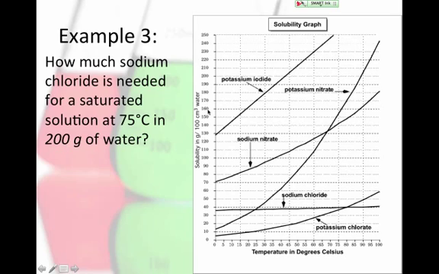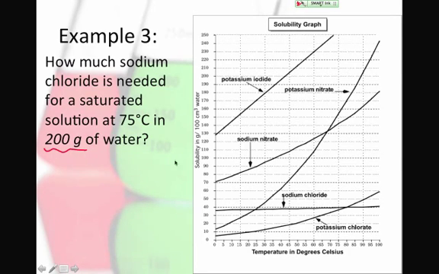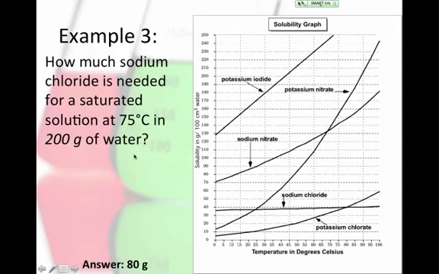Finally, in our last example, how much sodium chloride is needed for a saturated solution? So we want to be right on the sodium chloride line at 75 degrees Celsius, and look out, 200 grams of water. Well, let's find out 100 grams and go from there. So 75 degrees up to my sodium chloride line, which is right on my 40 grams line. So if I can dissolve 40 grams in 100 grams of water, then how much could I dissolve in 200 grams of water? What do you think? Right, cross multiply or just double it. That should be 80 grams of sodium chloride. And that's how we work with the solubility curve.